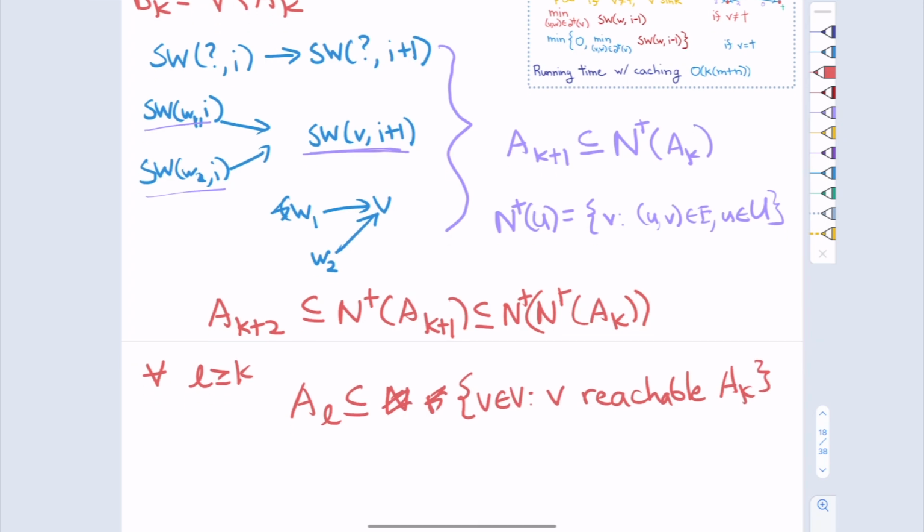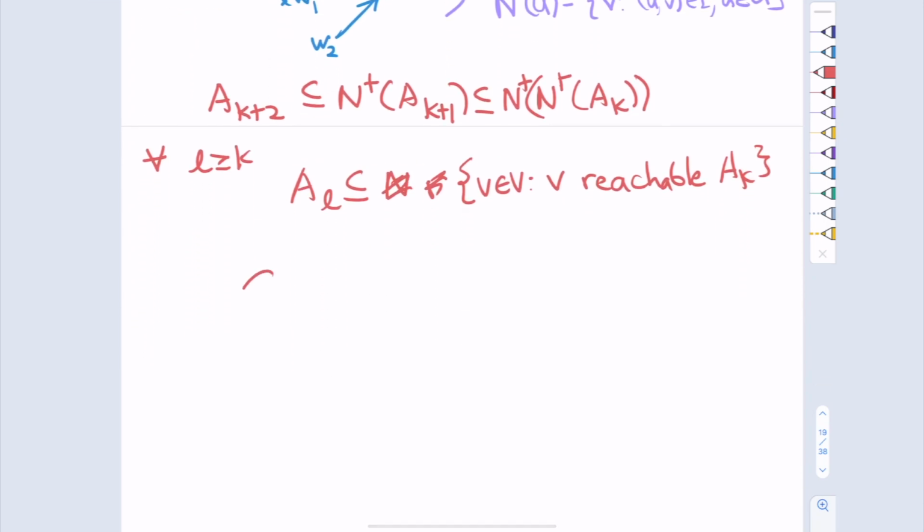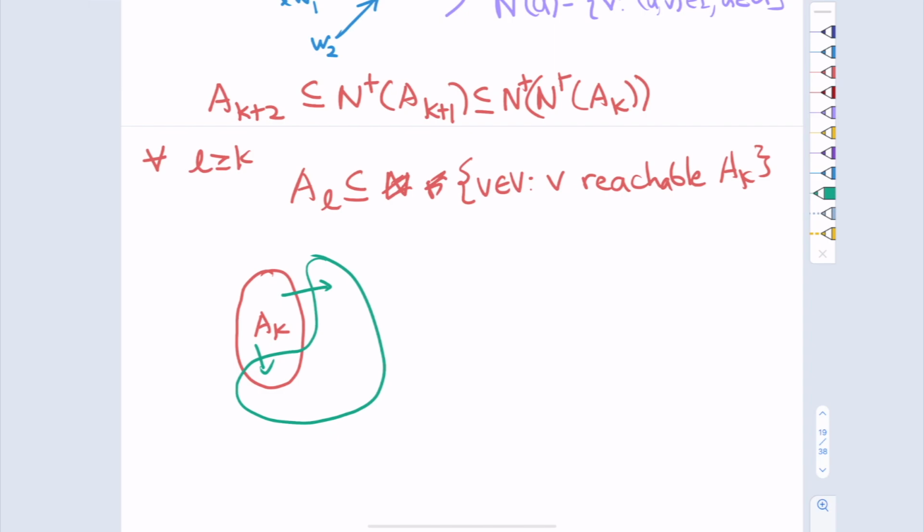Okay. So as a picture, in round A sub k, there's a set of vertices that get updated, and there's some out neighborhood. It could be overlapping, so let me draw it like this. All right, so there could be edges from A sub k to various other vertices. These are the vertices that get updated in round A sub k plus 1.